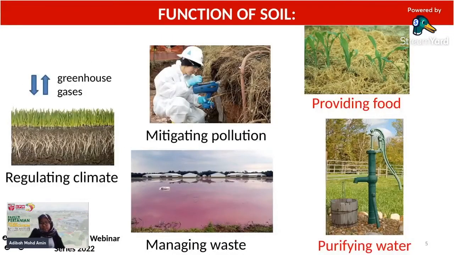Okay, soil has several functions, including regulating climate. Carbon dioxide, which is one of the greenhouse gases, is taken up by the plant during the photosynthesis process. Once the plant dies, the carbon will be stored, or sequestered, in the soil. In a way, this helps regulate the climate because of the sequestration and storage of carbon. Soil also plays a role in mitigating pollution as well as managing waste.